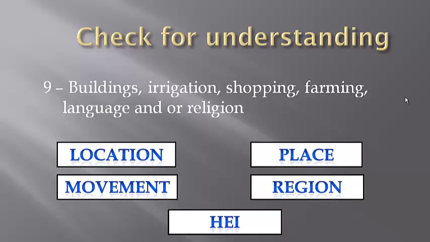Number 9, buildings, irrigation, shopping, farming, language, or religion. Now, this one may be a little bit harder, okay, but these are all human characteristics of a place. Again, as we think about the Midwest, very heavy in farming and agriculture, those miles of cornfield. And that gives us that idea of what it would be like to live in a very isolated spot, surrounded by plants, where your grocery store may be an hour and a half away.